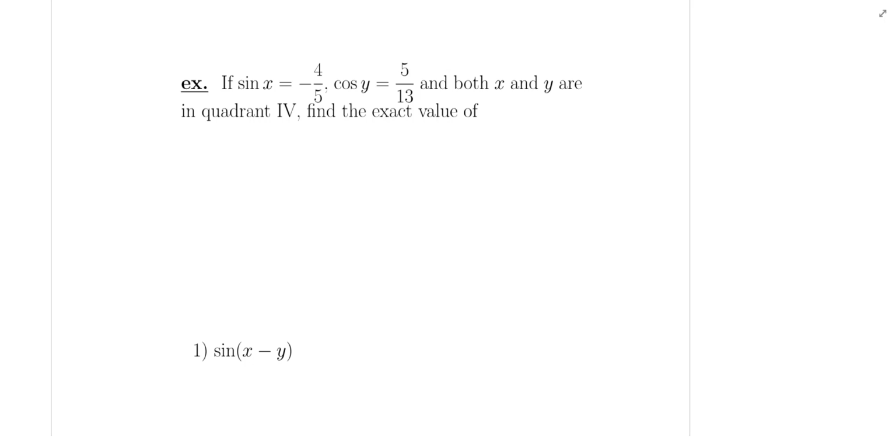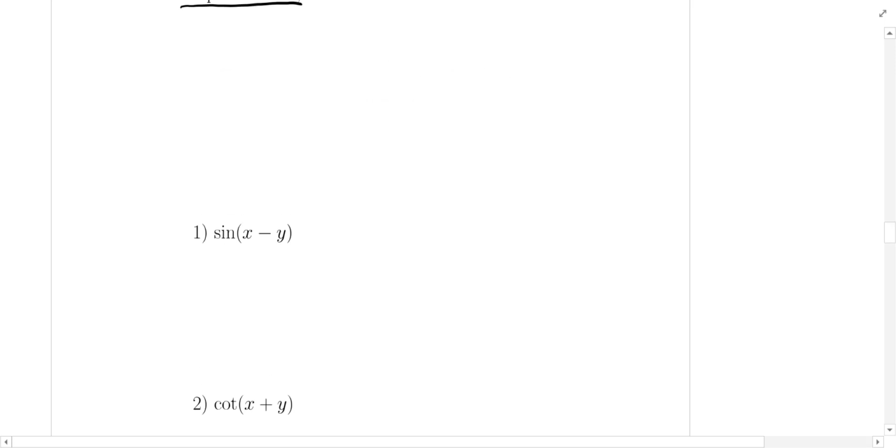All right, so let's continue. In this example, we're given the value of sine of x and of cosine of y. And then we are told that both x and y are in quadrant 4. So that means the angles are in quadrant 4. And we're asked to find sine of x minus y and cotangent of x plus y.